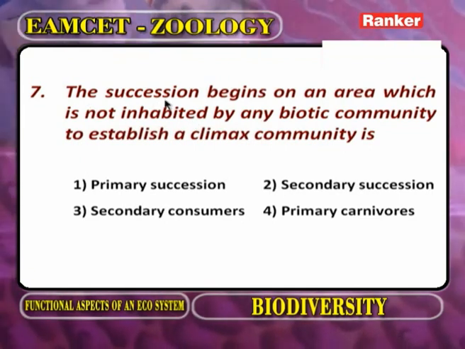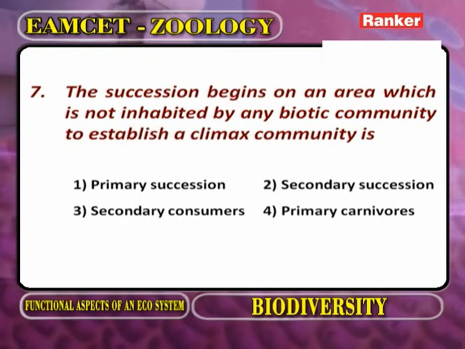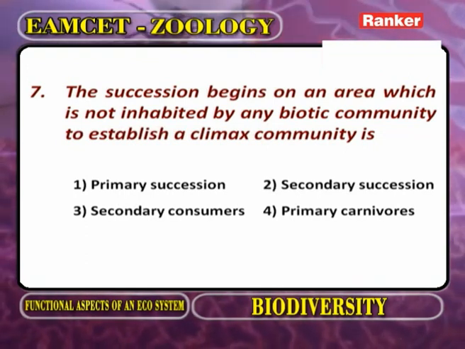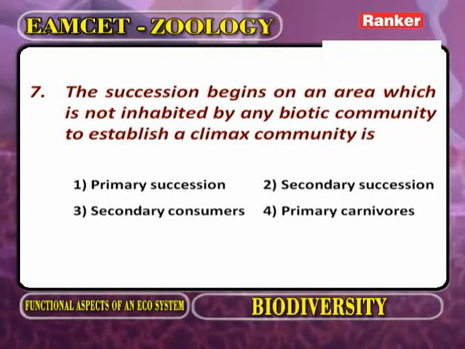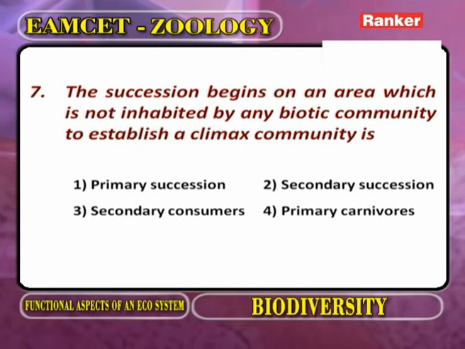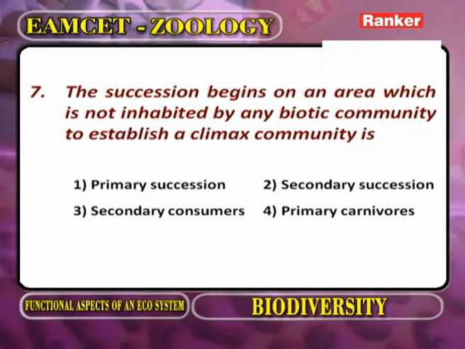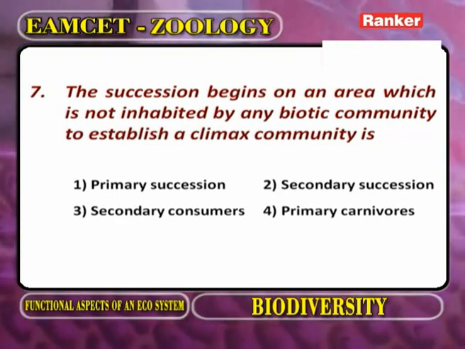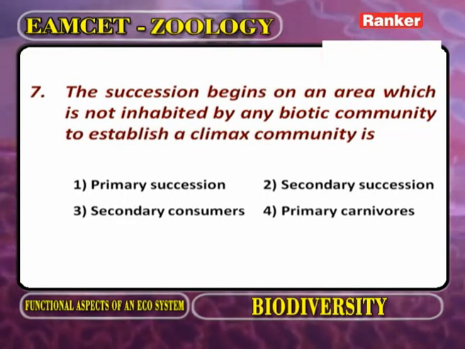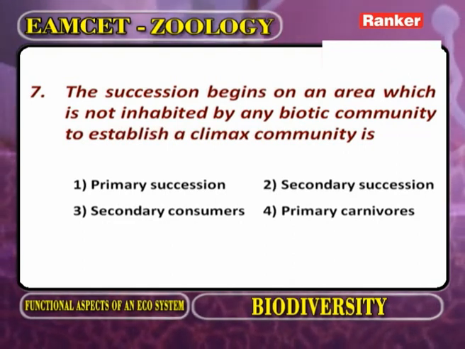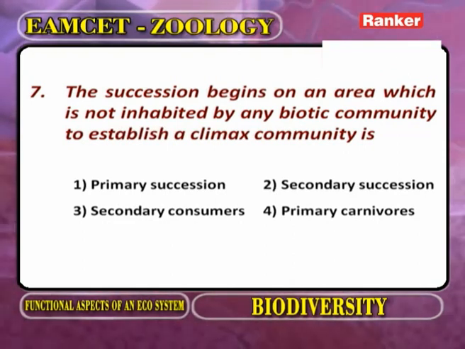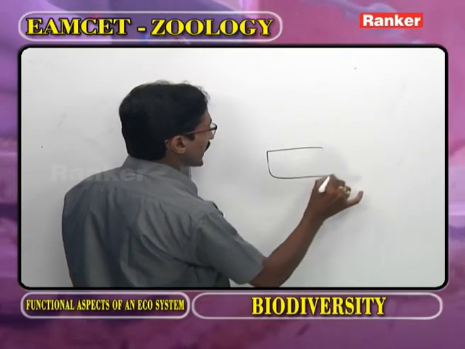Now the next one is the succession begins on an area. Again repeating, the succession begins in an area which is not inhabited by any biotic community to establish a climax community. Now this is an area.